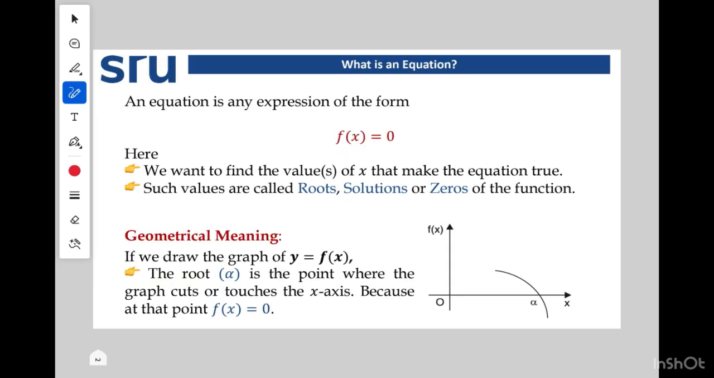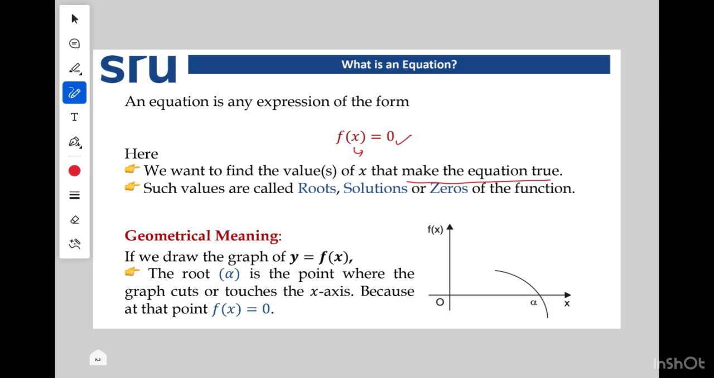Before we start the algebraic and transcendental equation, let us first understand what an equation is. An equation is an expression of the form f(x) = 0. Our goal here is to find the values of x that make the equation true. What does it mean? It means we want to find the value of x such that f(x) = 0, and such values are called roots, solutions or zeros of the function.